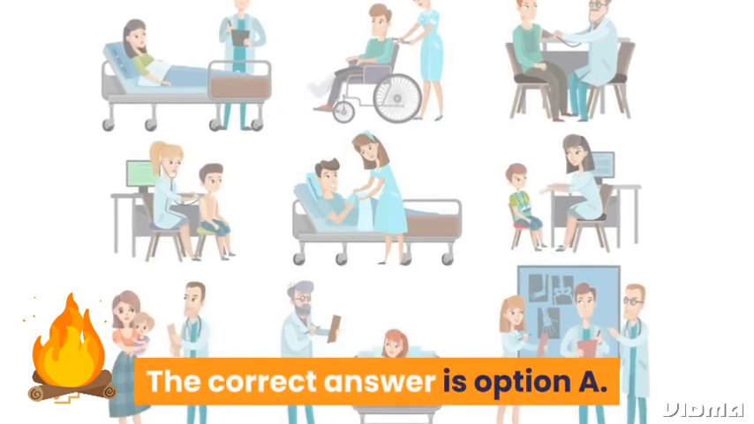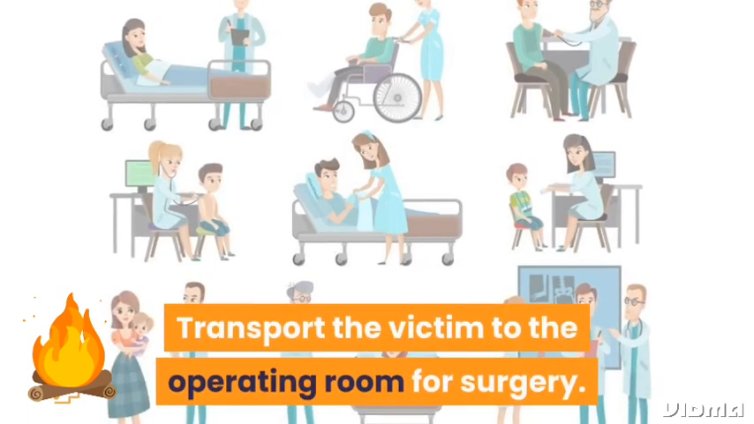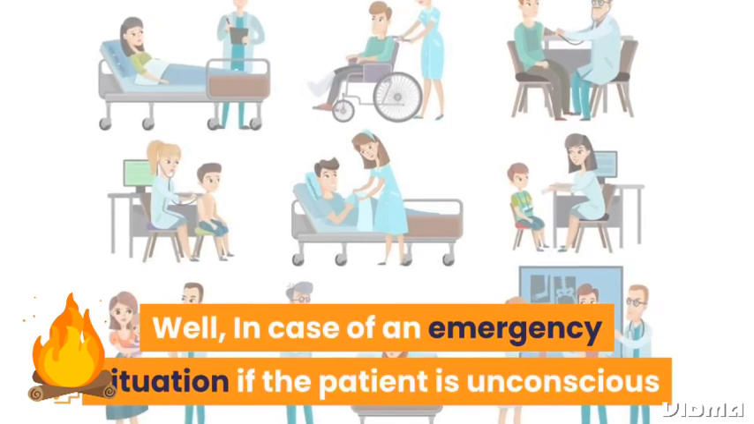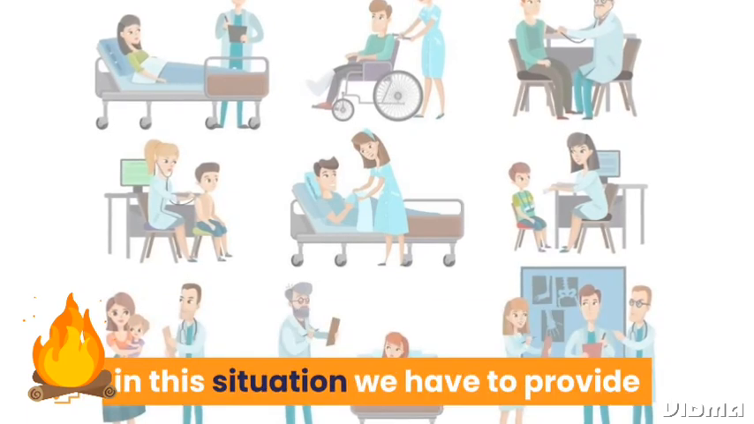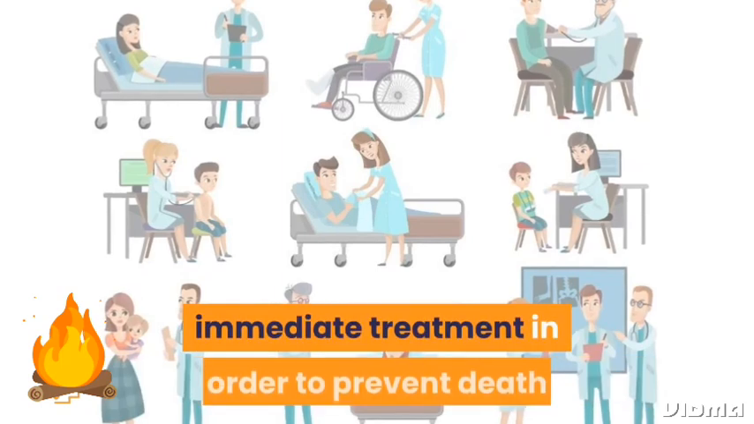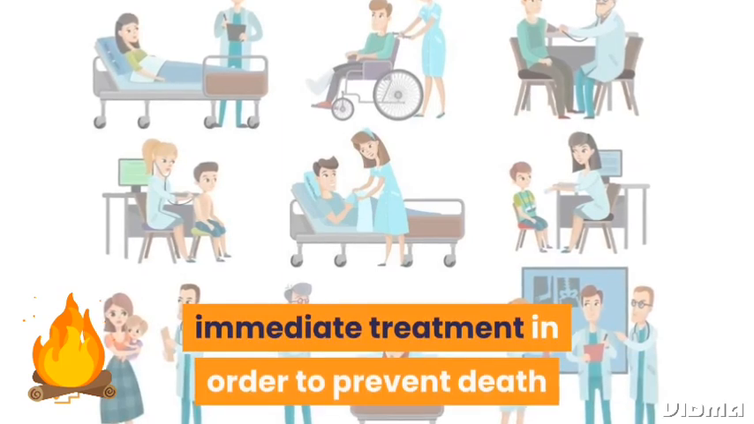The correct answer is option A. Transport the victim to the operating room for surgery. In case of an emergency situation, if the patient is unconscious and cannot provide his or her own consent, we have to provide immediate treatment in order to prevent death or serious health impairment.